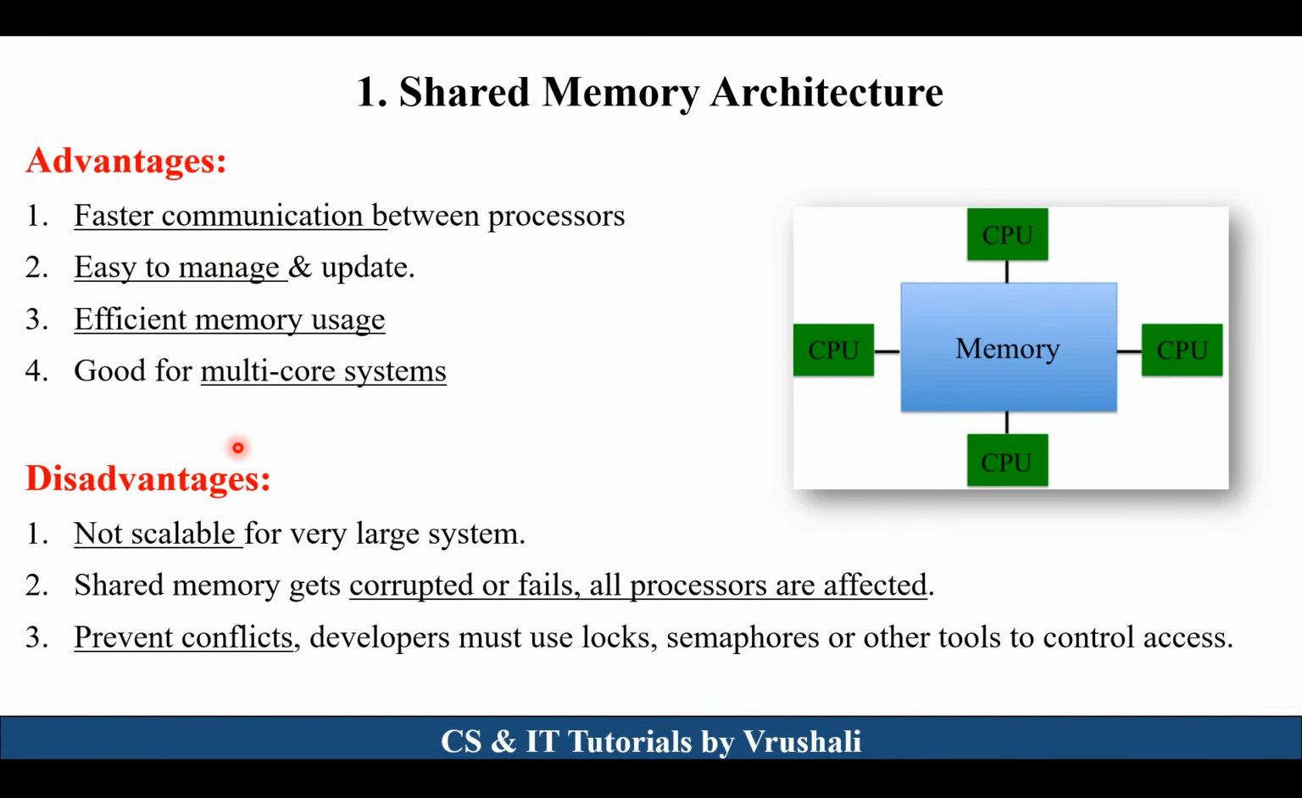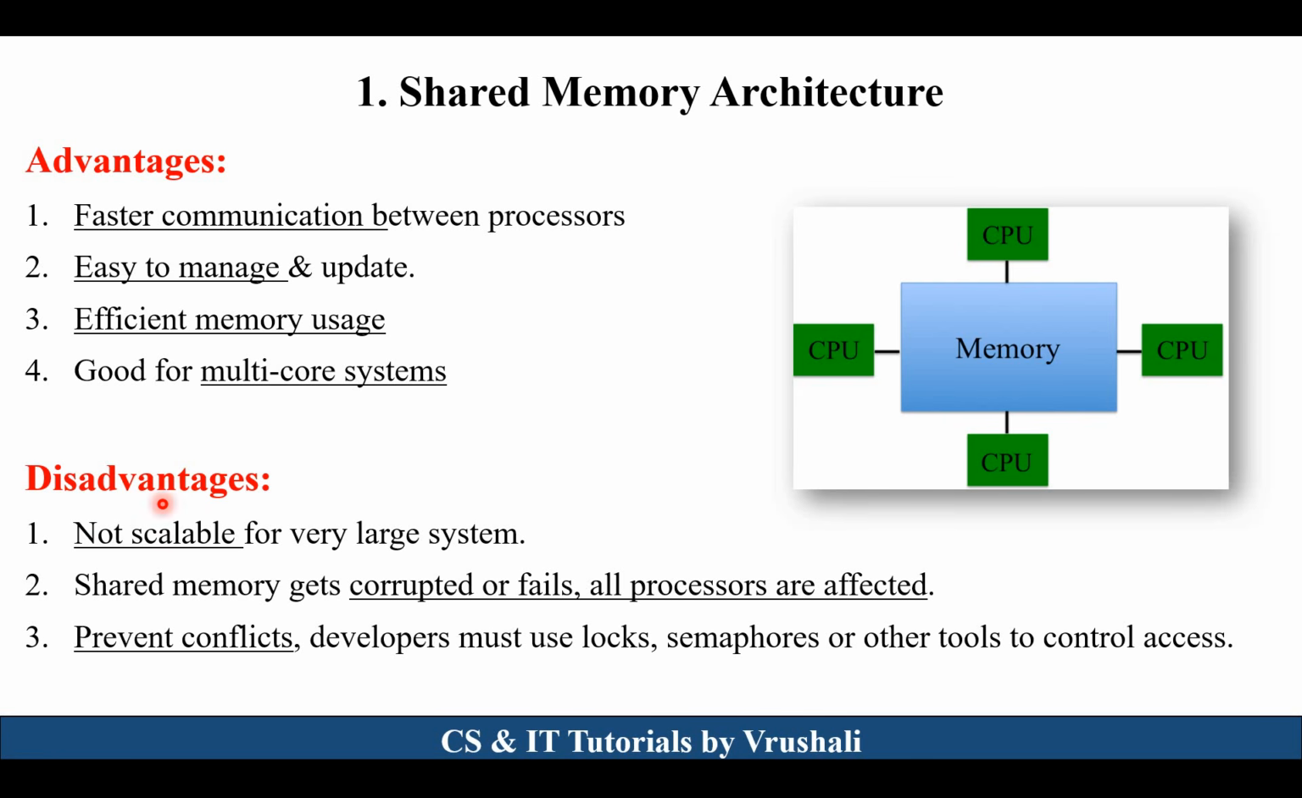Now, let's see the advantages and disadvantages of shared memory architecture. The main advantage is faster communication between processors, because all processors are working together on the same file. It is very easy to manage and update. Memory usage is efficient because everyone uses the same common memory, that is RAM, right? And it is very good for multi-core systems. Nowadays in the market there are quad-core and octa-core systems, so everyone uses multi-core system architectures.